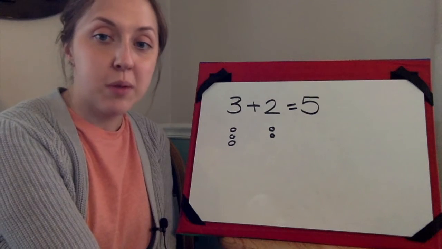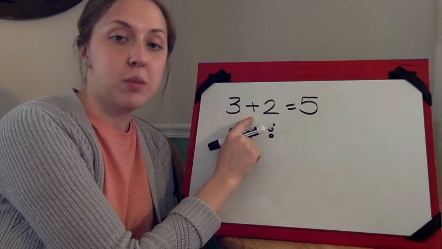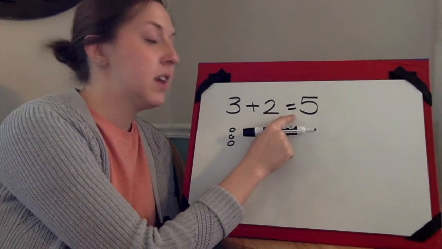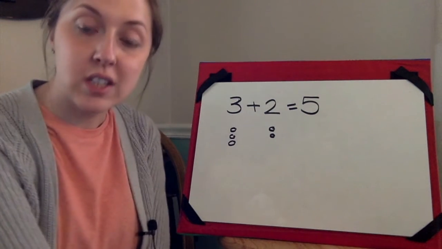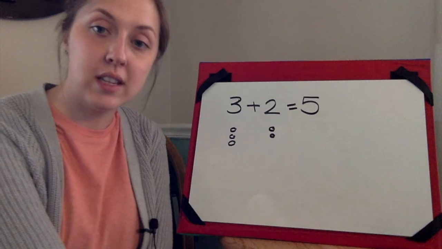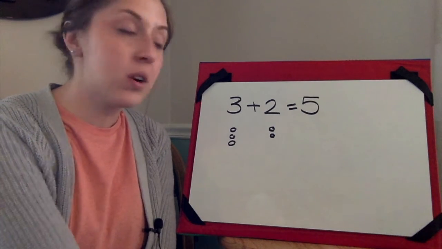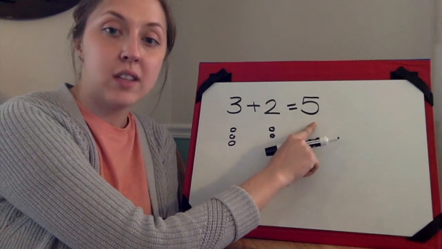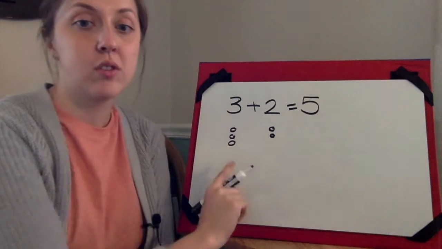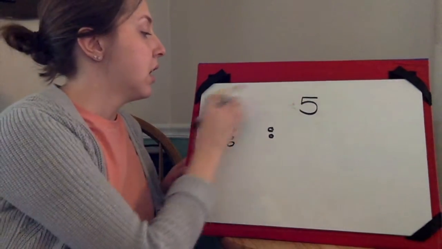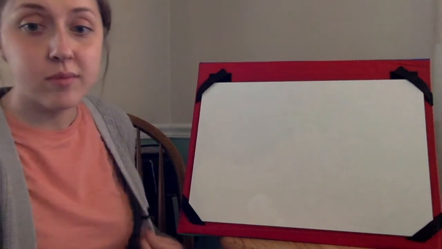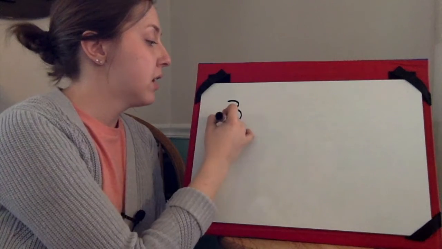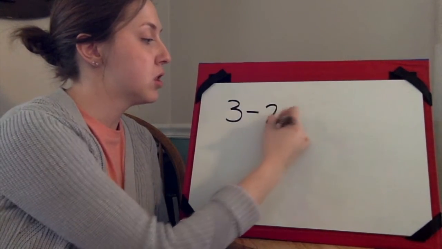In an addition problem, you have the addition symbol or plus sign and the equal sign. Today we're going to talk about subtraction. Subtraction is a little different than addition because your answer, instead of getting bigger, is going to get smaller. So I'm going to erase this and show you what a subtraction problem looks like. My problem is going to be 3 minus 2.